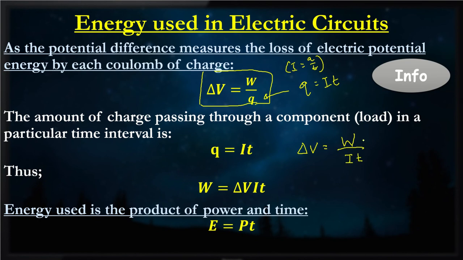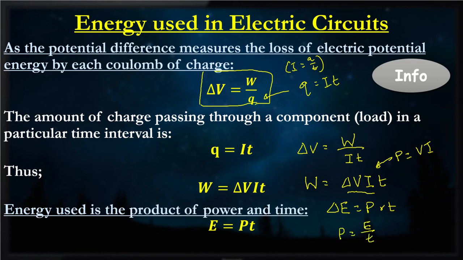Now if I change that around, making the work the main focus of the equation, I can say that the potential difference times current times time is equal to work done. Now we know that work done is just the change in energy, and we know that potential difference times current is the equation we talked about before of power. So we can say that the change in energy is equal to power times time. So when we say power, it's actually the rate at which energy is being used.